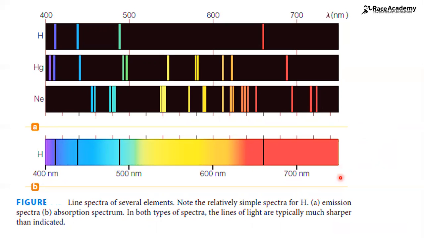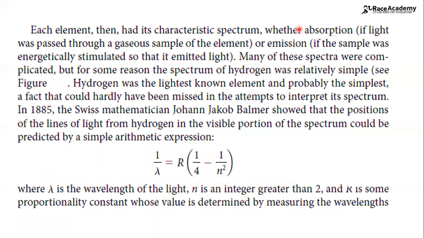The simple spectra of hydrogen are shown in picture A, and the absorption spectrum is also shown. In both types of spectra, the lines of light are typically much sharper than indicated here. Here, these are the colors you can observe. A dark background is there, with bright lines of different colors. Each element has its characteristic spectrum, whether absorption, if light is passed through a gaseous sample of the element, or emission, if the sample is energetically stimulated so that it emits light.